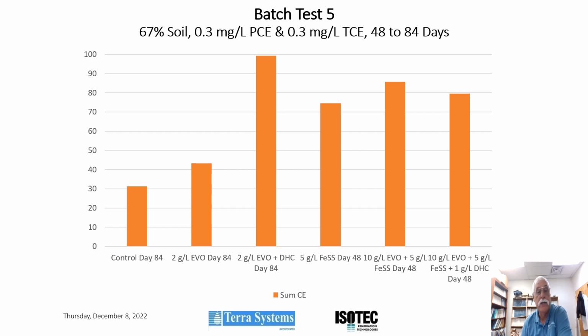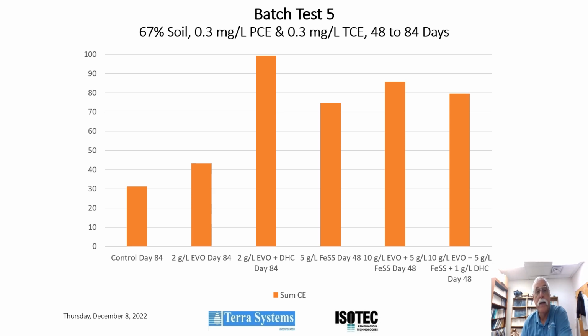Batch test 5 used 67% soil, 0.3 milligrams per liter of TCE and 0.3 milligrams per liter of BC over 48 to 84 days. Treatments were control, 2 grams per liter of EVO, 2 grams per liter of EVO with the Dehalococcoides, 5 grams per liter of ferrous sulfide alone over 48 days, 10 grams per liter of EVO and 5 grams per liter of the ferrous sulfide over 48 days, and finally a treatment that combined the 10 grams per liter of EVO, 5 grams per liter of ferrous sulfide, and Dehalococcoides over 48 days.